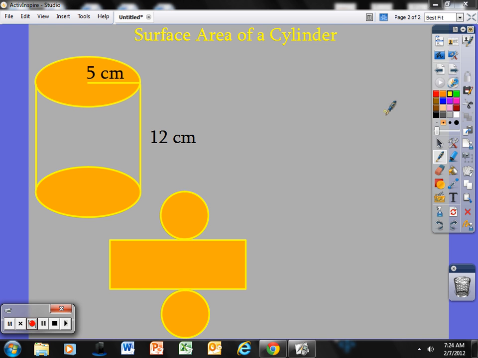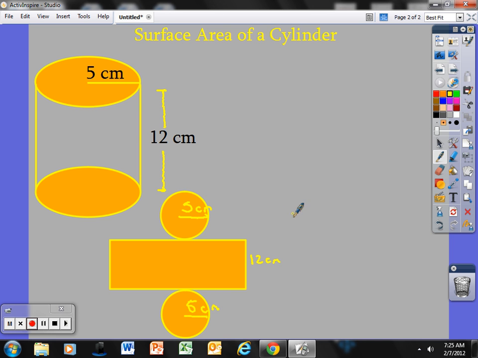I thought I'd give you another one, just to help you out and talk you through it. So here's my cylinder. It has a height of 12 centimeters, and the circles on both bases have a radius of 5 centimeters. All I've done is take apart this three-dimensional shape and make it into a net. Labeling this, the radius is still 5 centimeters, the height is still 12, and again, 5 centimeters here.